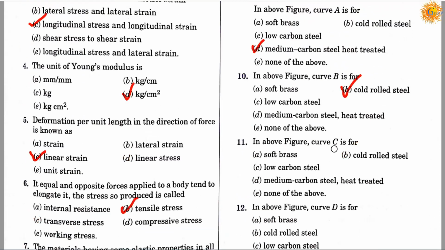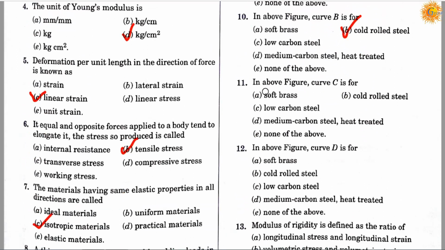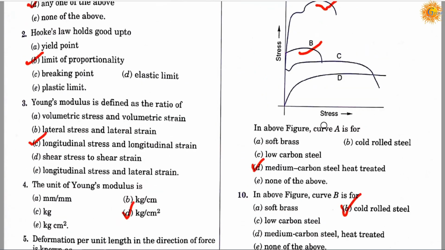Okay. Question number 11. In the above figure, curve C is for: option A, soft brass; option B, cold rolled steel; option C, low carbon steel; option D, medium carbon steel heat treated; option E, none of the above. So here the correct answer is C, it will be low carbon steel. You can see curve C belongs to low carbon steel, this curve.